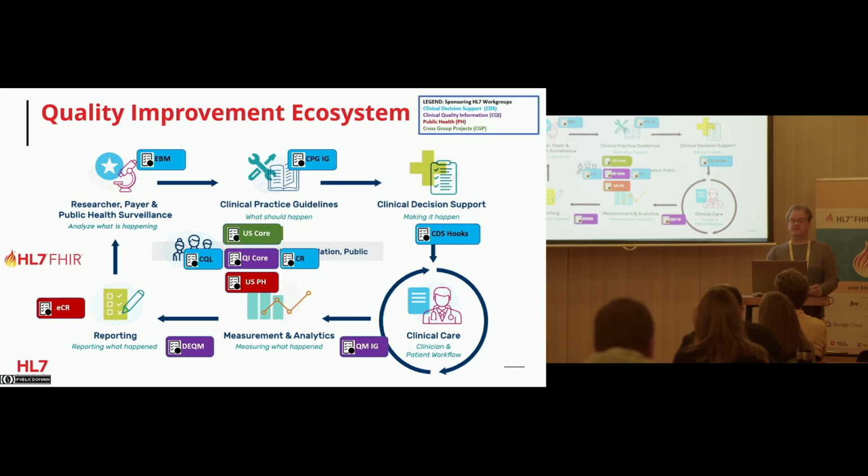Just looking at the quality improvement ecosystem, these are all areas where we are actively working to make sure that we can say these same types of things using the same framework. So using CQL and FHIR clinical reasoning, we can talk about computable representations of practice guidelines, delivery of those as CDS Hooks recommendations, quality measures to specify how we determine what happened, DEQM to report what happened, eCR to do public health reporting and registry reporting, and EBM on FHIR to represent the research and payer health and surveillance side of things.